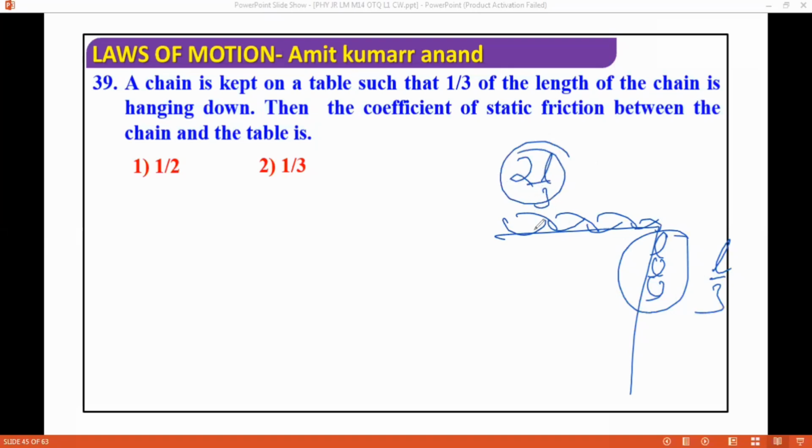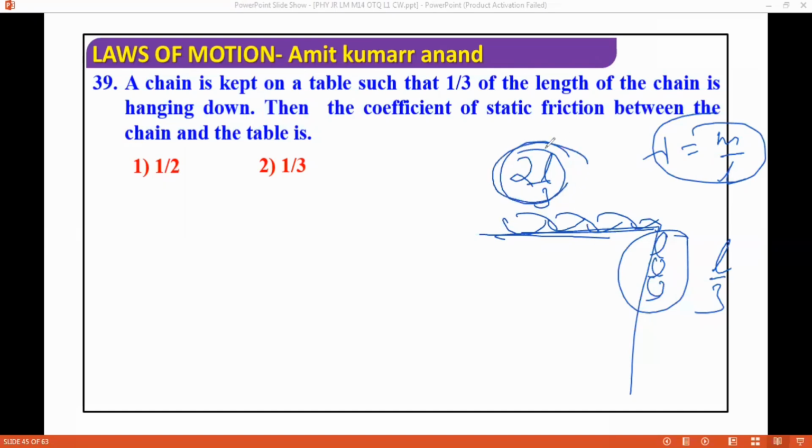Suppose the mass density is lambda for this chain. So what is mass density? Lambda will be M by L, the total length L. So actually it will cancel out at the end, so no need to worry about it. But if you want, you can put it in, depending on what concept you need to apply.